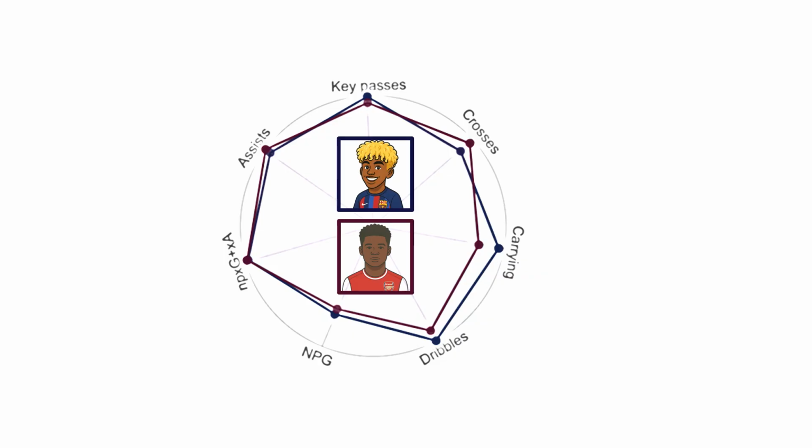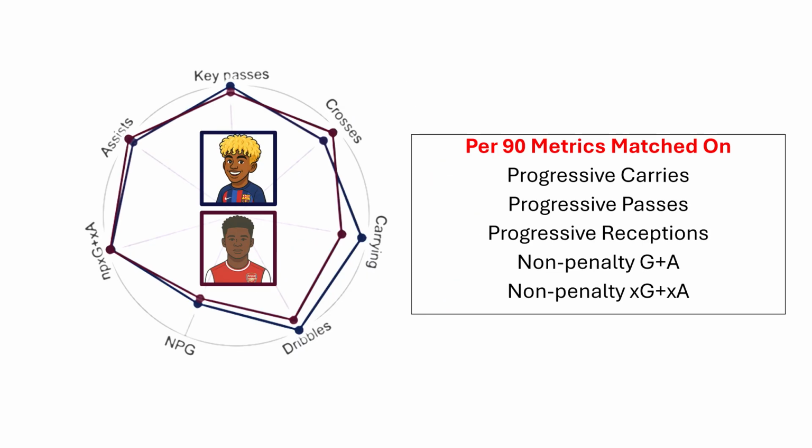When we look at this spider or radar chart, we can see just how similar these players are, though the actual metrics that I matched on don't come from the chart on the left, but actually the boxed values on the right. The reason is I didn't have all of the data that's available on the spider chart, but the data that I did have and used, I believe, is sufficient to capture player similarity.